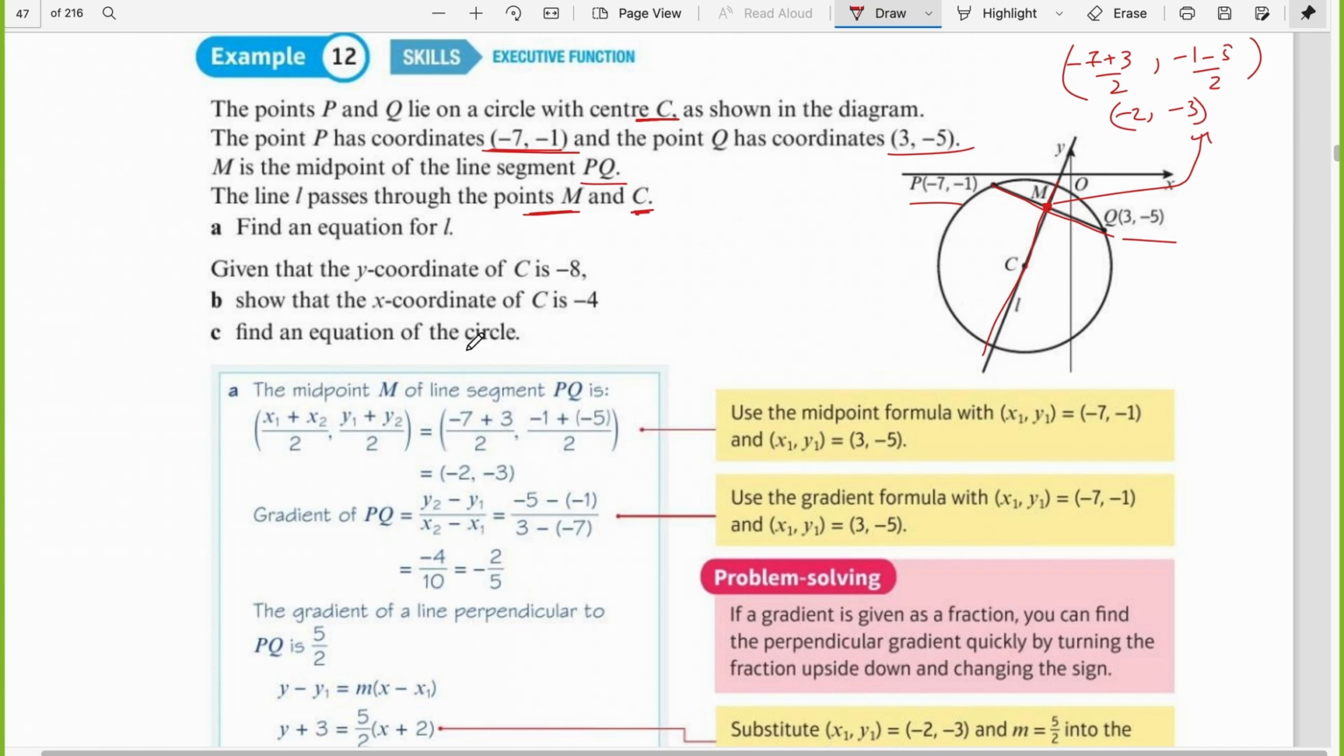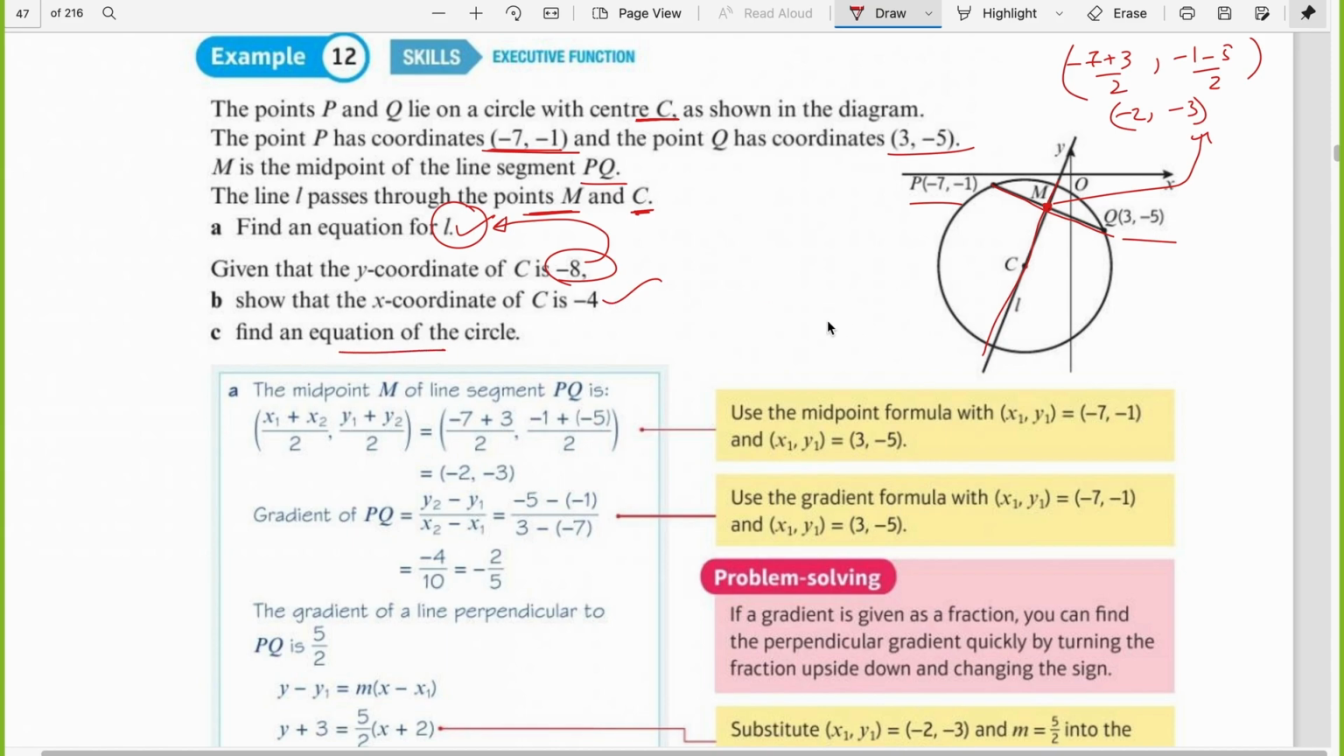This is getting a little lengthy. Find the equation of the line. Okay, done, sorry, that's already done. Then it says given that the y coordinate of C is this. So when you already have the y coordinate, plug that in, substitute in the equation, and you will get the x coordinate as minus 4. Find the equation of the circle.